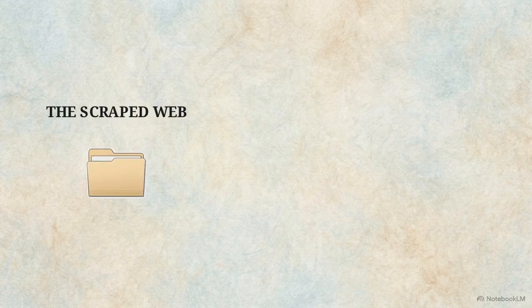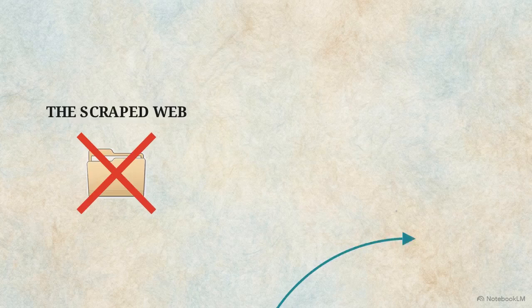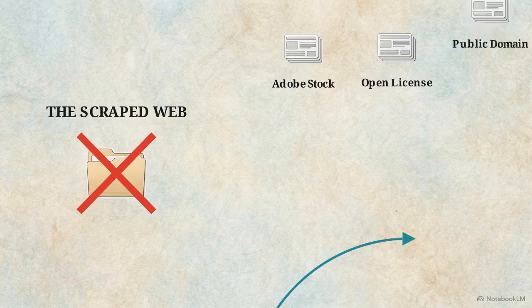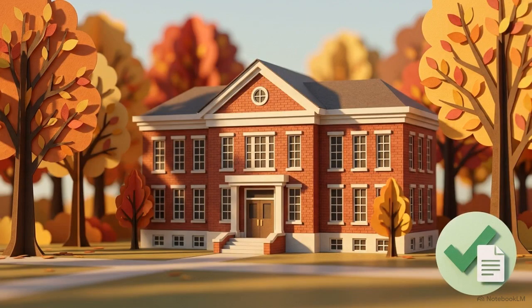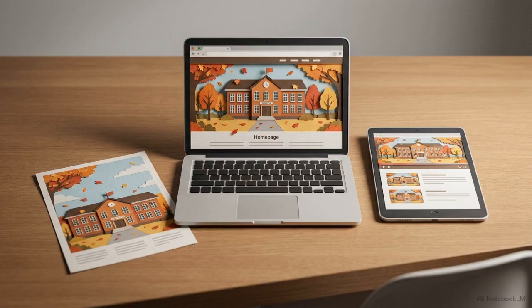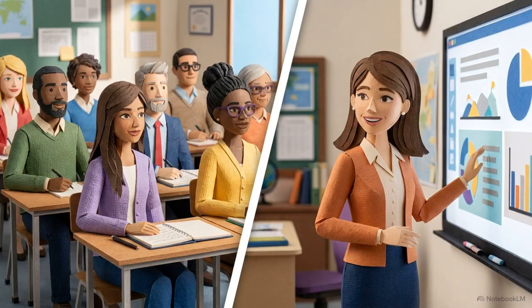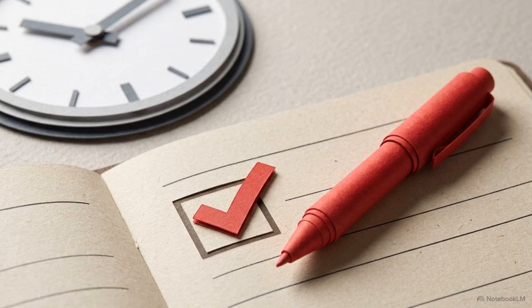Adobe Firefly solves this problem by bypassing the scraped web entirely. Adobe trained this generative AI exclusively on Adobe stock, openly licensed content, and public domain material. Because of that closed training model, every image you generate in Firefly carries Adobe's explicit commercial rights license. You can place these generated images on your handouts, presentations, and websites with zero copyright exposure. An ethical classroom requires an ethical workflow. Adopting a legally safe generative tool protects the institution while returning hours of lost time to the educator.